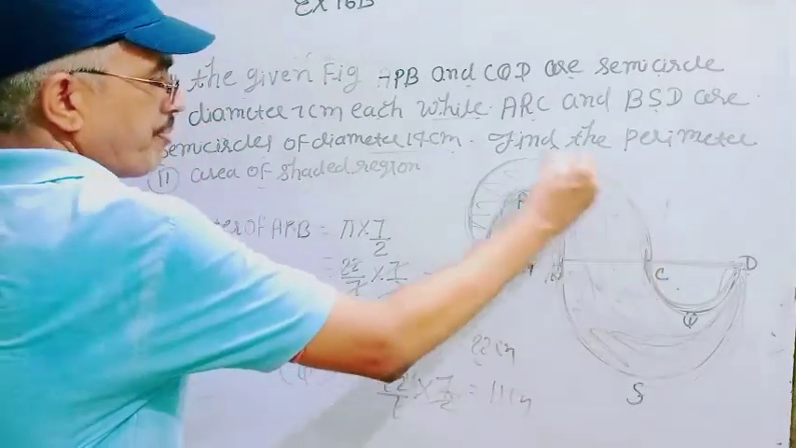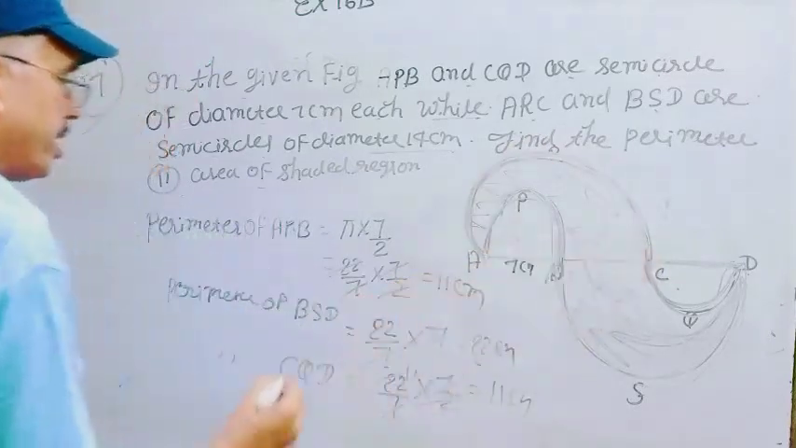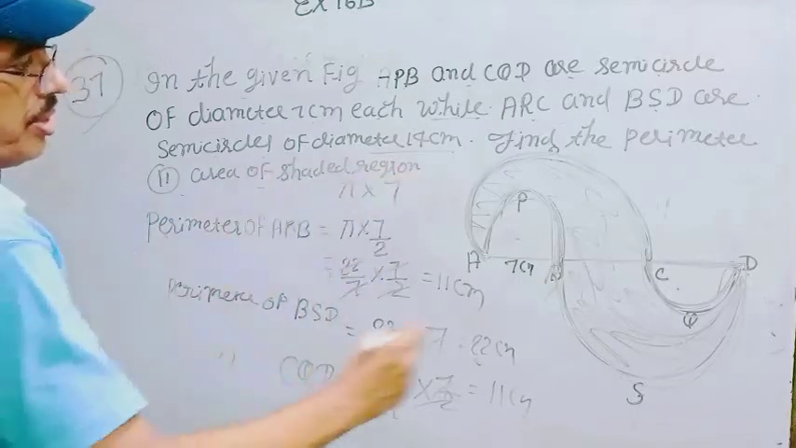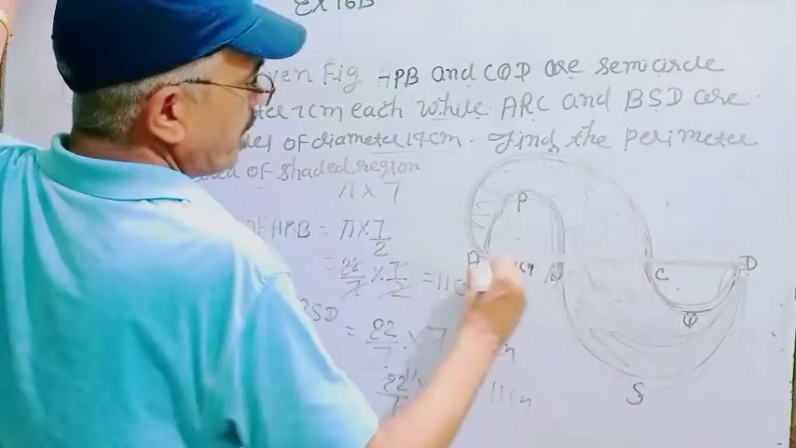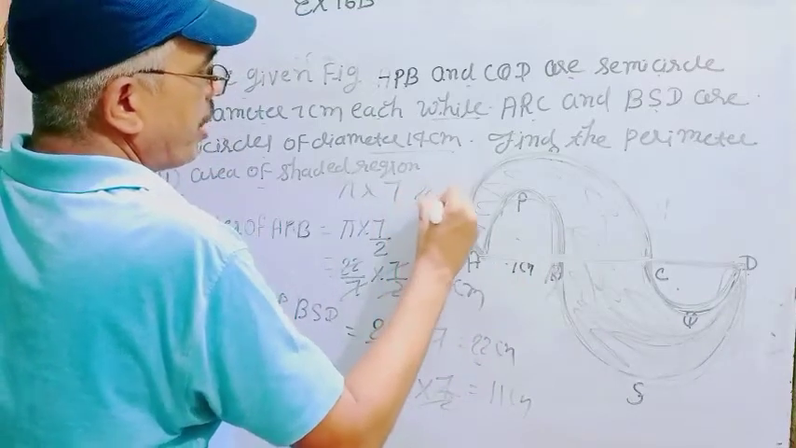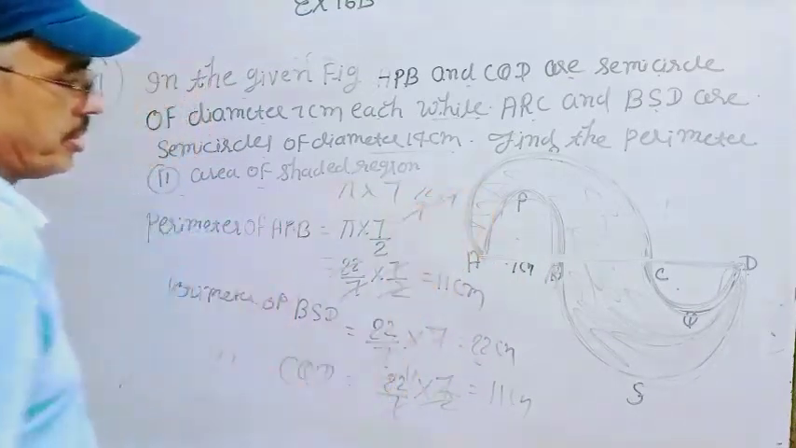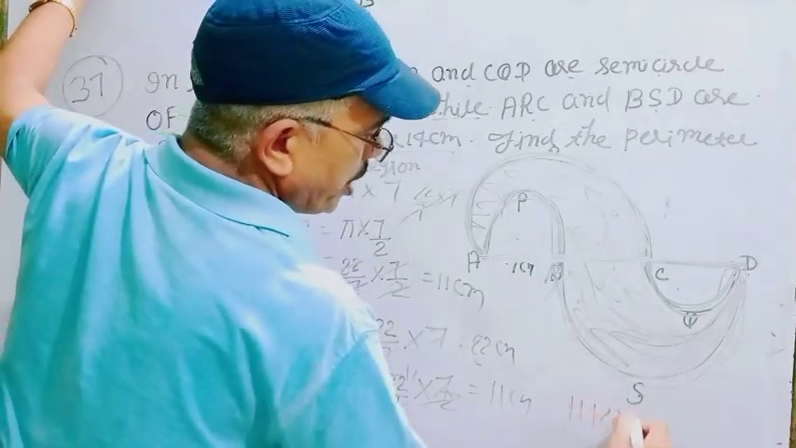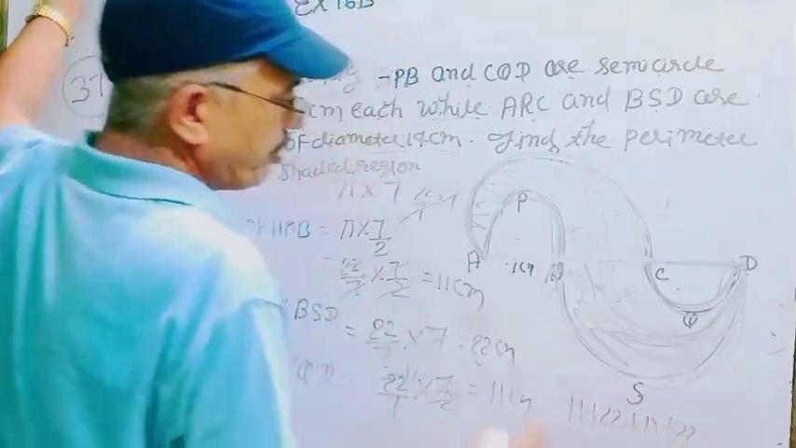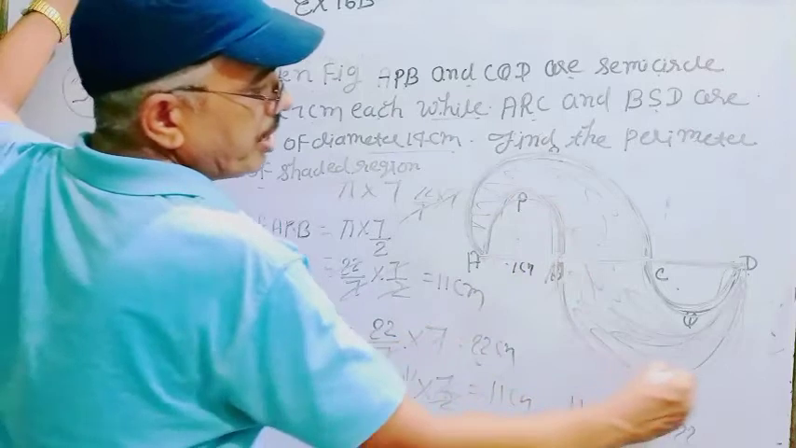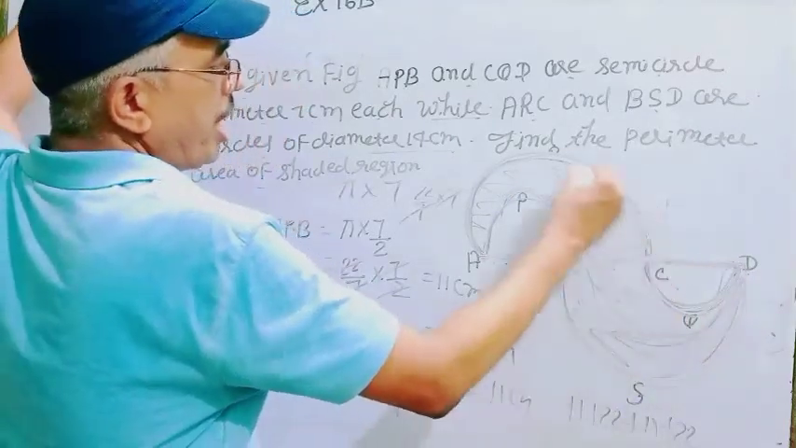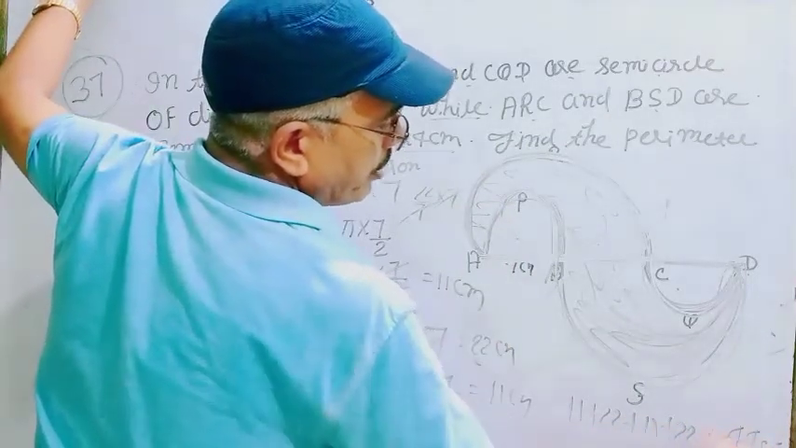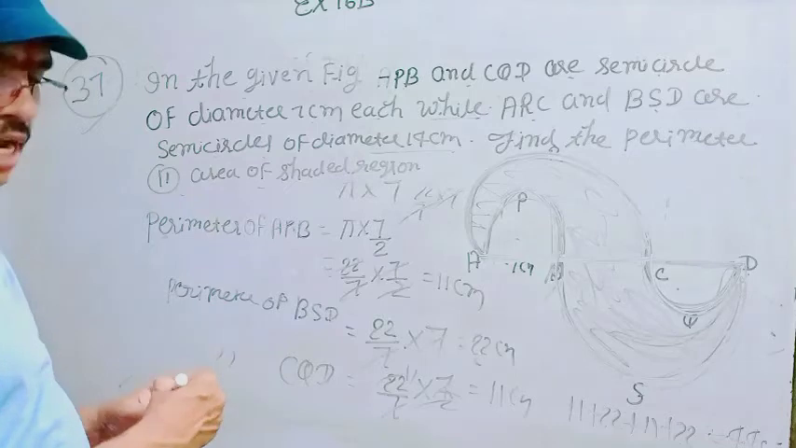And lastly, what is the perimeter of this part only? This part also, pi into 7, because the diameter of this part is 14. So pi into 7, that is 22 by 7 into 7, that is 22. So what is the total perimeter? That is 11 plus 22 plus 11 plus 22. You add it and you get here 44 cm. That is the perimeter of the shaded region.